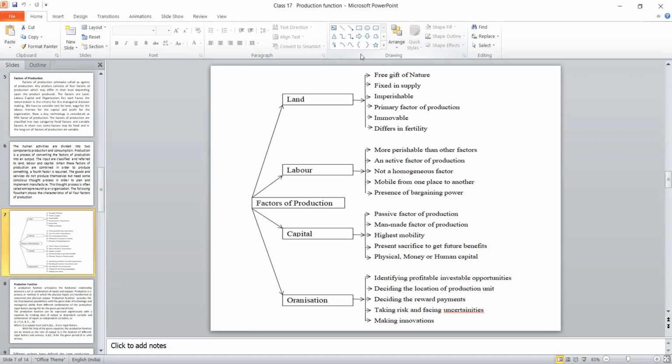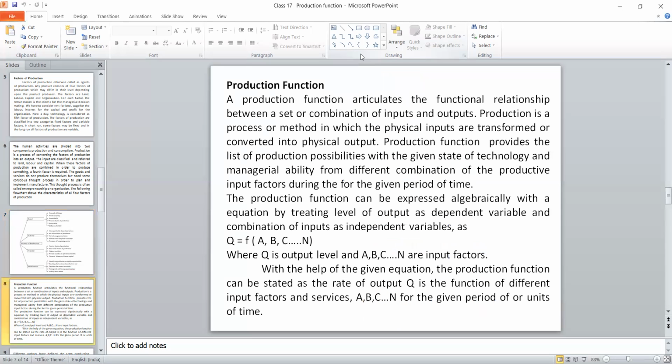Suppose they ask in section B, draw this particular flowchart and explain each factor with 4 or 5 features. Now we are coming to the actual part of the answer. What is production function? I already told you, production is a process of converting input into output, that is raw material into required output. This production process is a method of physically transforming input into physical output.